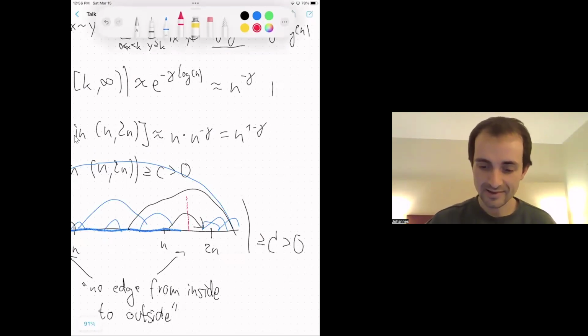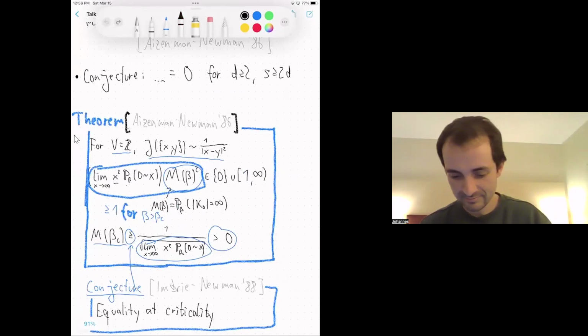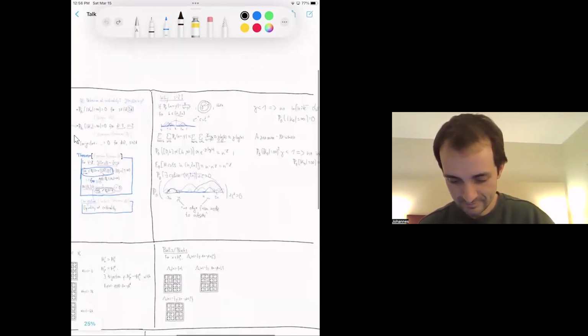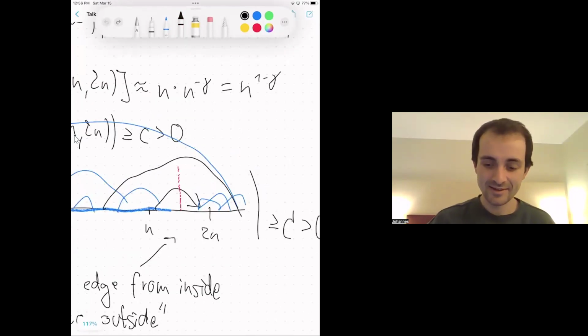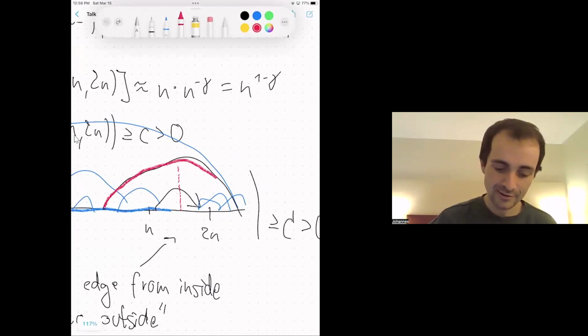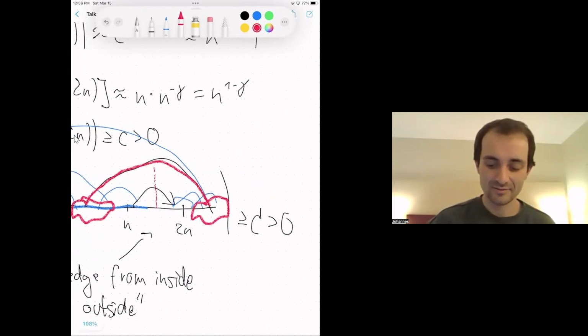Okay. So the last thing I drew was this here. So we have long edges, and you can only use this long edge if you have large clusters on both ends of this long edge. And this is maybe one idea behind this implication here.